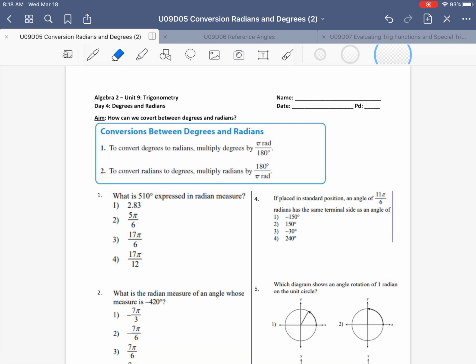Hello class, welcome to your classwork portion of your first assignment, which is Unit 9, Day 4, degrees into radians and radians into degrees. So we're going to go over how to convert one form of angle measurement into the other.